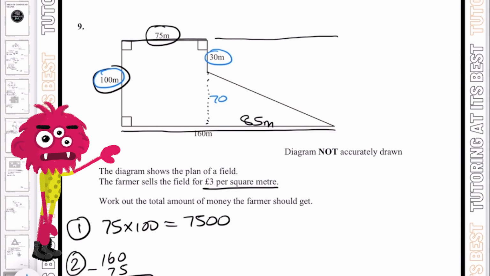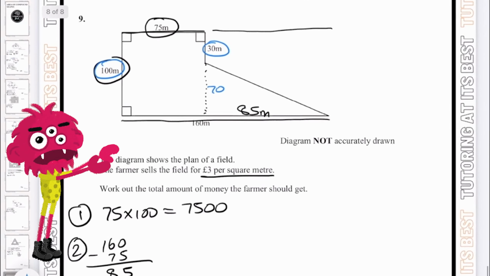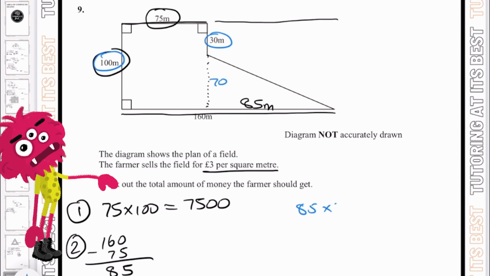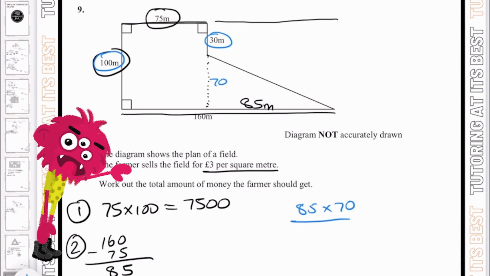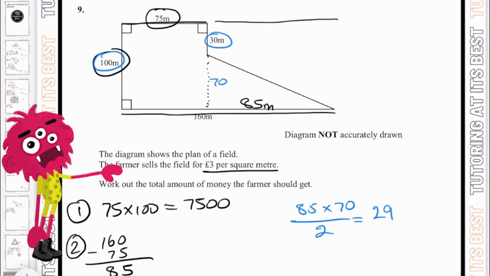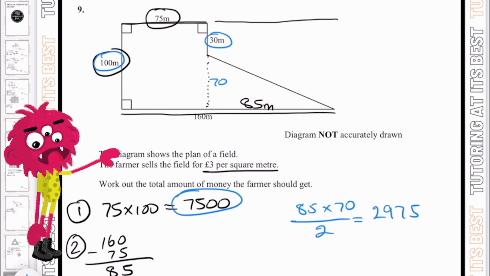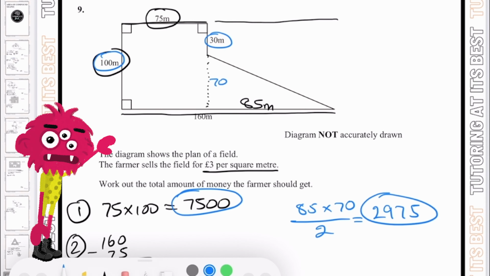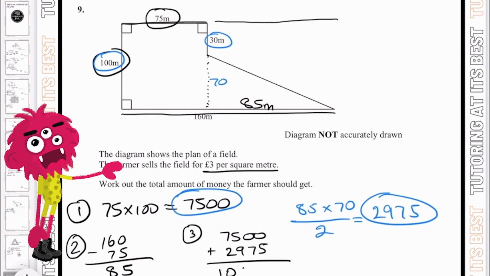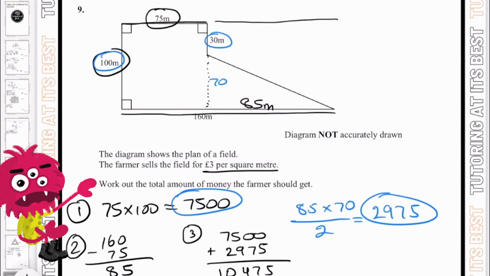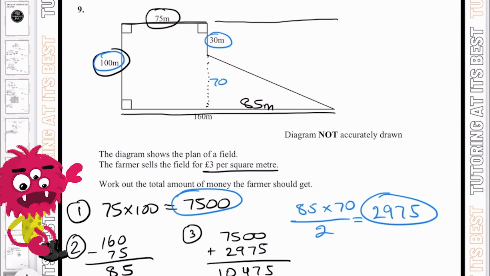And now by saying that, we can go ahead and calculate the area of this triangle. So we'll have our base times our height divided by 2, which then will give us 2,975. Once we've done that, we can simply add both figures, and that will give us 10,475.